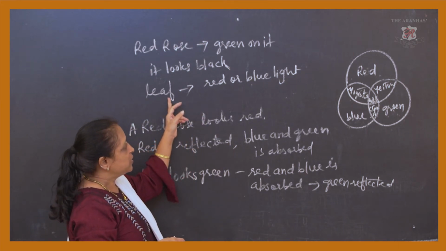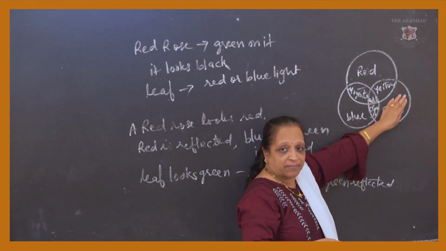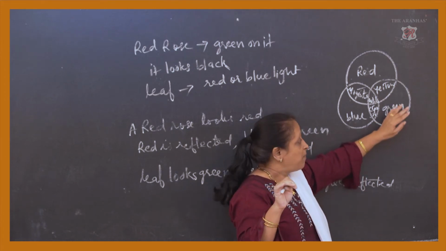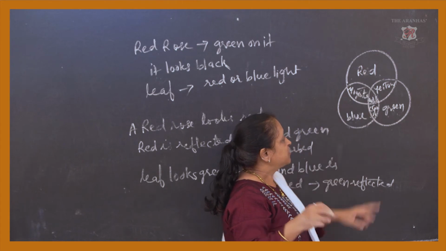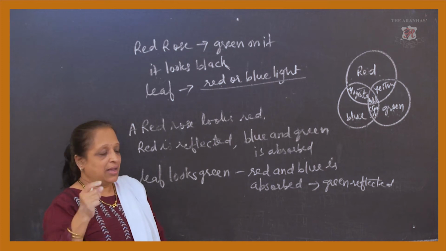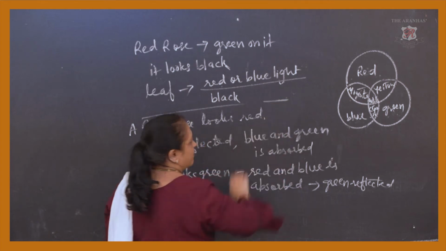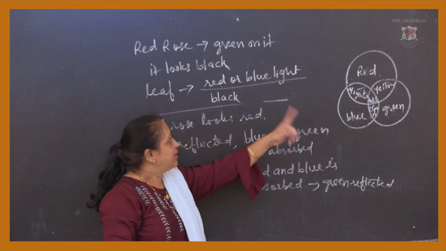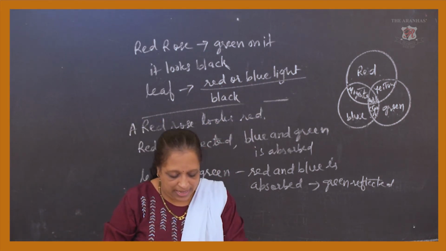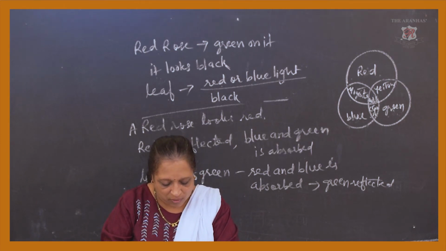Now the leaf is looking green because it is reflecting the green color; the absorption process is already done, that is why it is looking green. But apart from this green color, if you are flashing just red or blue light, it is not reflected, it is absorbed. Then in that case it will look black, because it reflects green color but absorbs red or blue light. And therefore it is said in your textbook, similarly, a leaf would appear black in red or blue light.